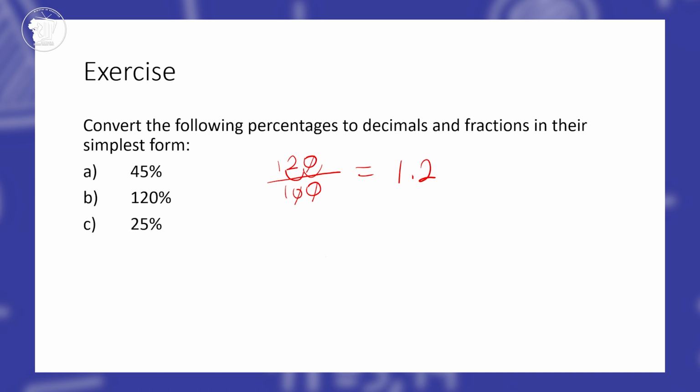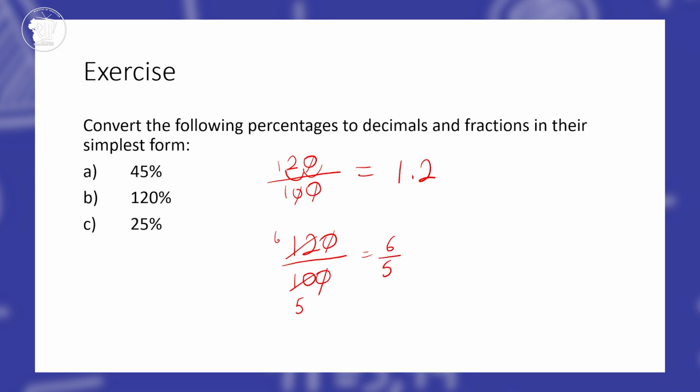And next, we want to convert it to a fraction. So this will be 120 over 100. And we can simplify this. So this 0 cancels with that 0. 12 divided by 2 is 6. 10 divided by 2 is 5. So we have 6 over 5.